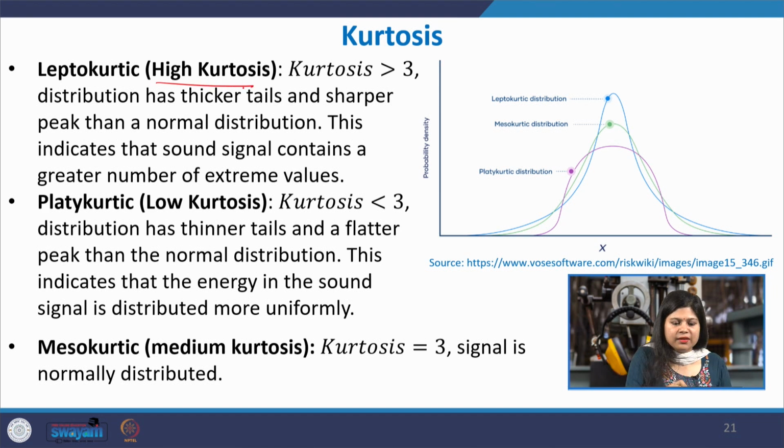They have thicker tails. Suppose this green is the standard distribution, then these signals are much sharper, and this is lesser. If the kurtosis value is less than 3, that means it is a low kurtosis signal, with more even distribution of energy, more uniform distribution, and at exactly 3 you have a normally distributed pressure.